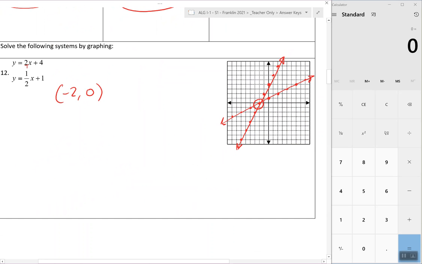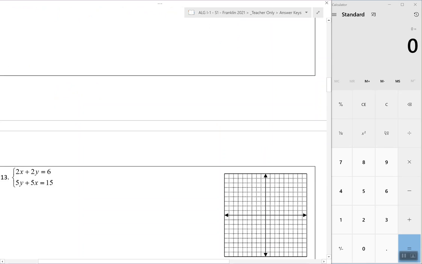And there's your solution there, the point where the two lines cross. So just watch out, make sure the slope is correct, and you'll be okay there.